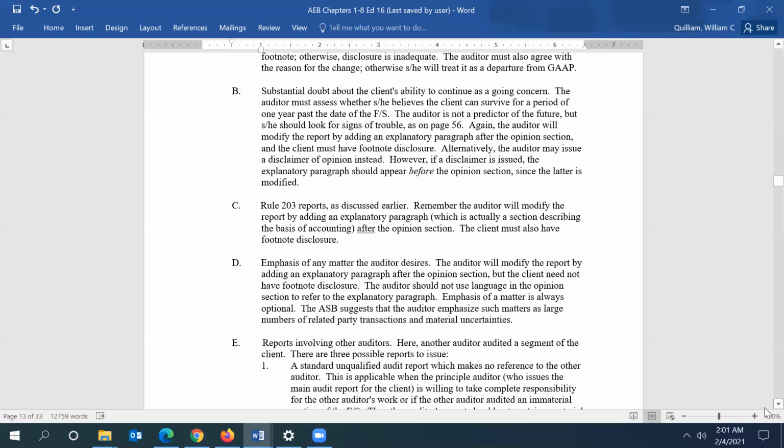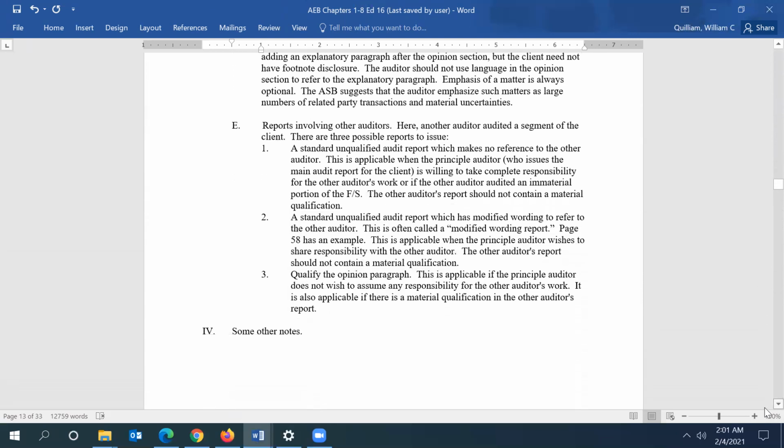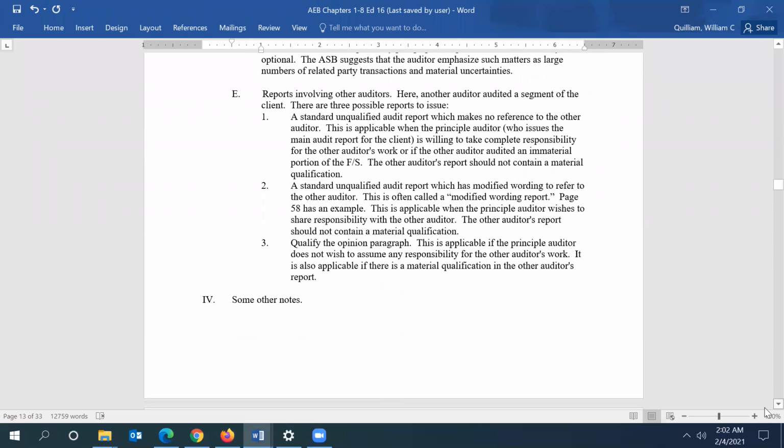Then E, reports involving other auditors. Well, here another auditor audited a segment of the client, like a subsidiary. 3 possible reports to issue. And the first one is where we, as the principal auditor, the one who is auditing headquarters, is going to assume complete responsibility for the other auditor's work. That doesn't happen very often because another auditor does not wish to take responsibility when some other auditor is doing the work and we're not quite sure if they did everything properly. So let's assume that we do take complete responsibility.